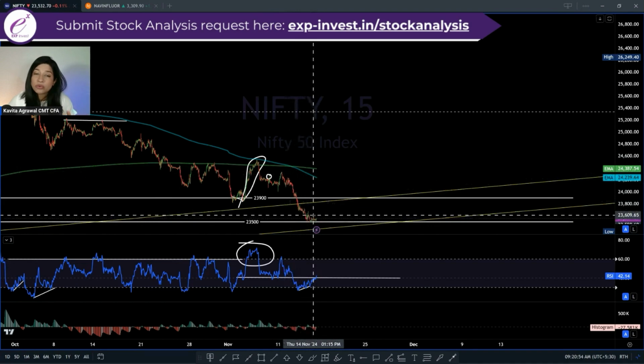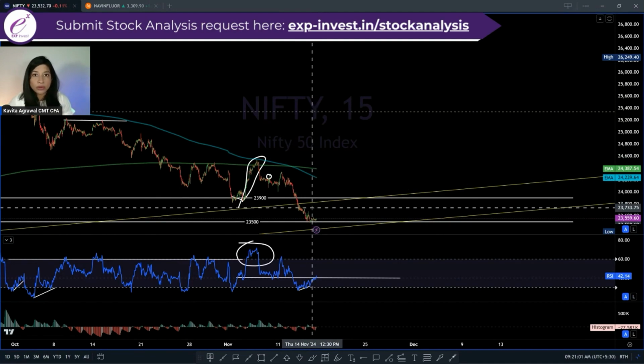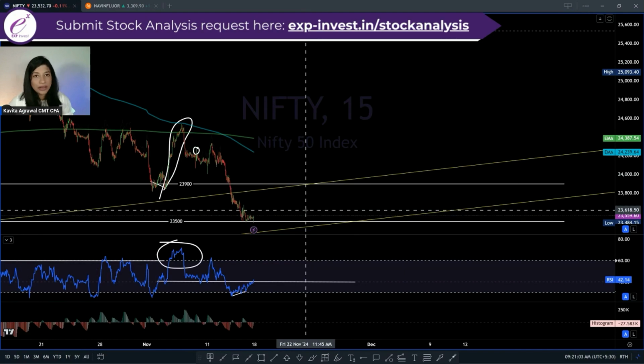Now, whether this is going to be the beginning of a fresh bull market or whether this is going to be a relief rally from the correction that we've been seeing, that is something that time will tell.